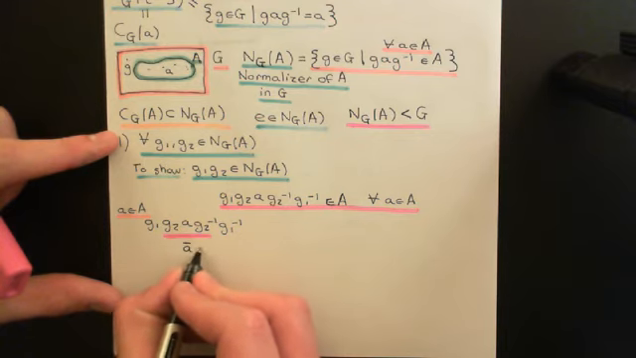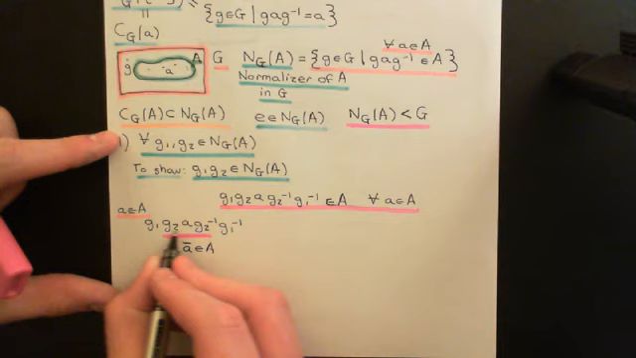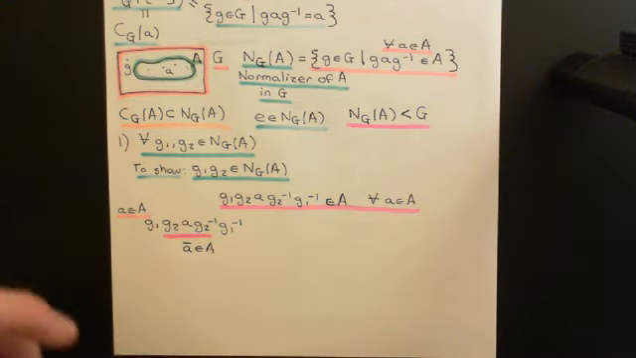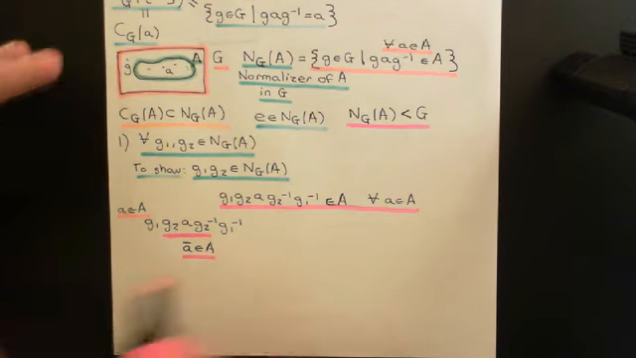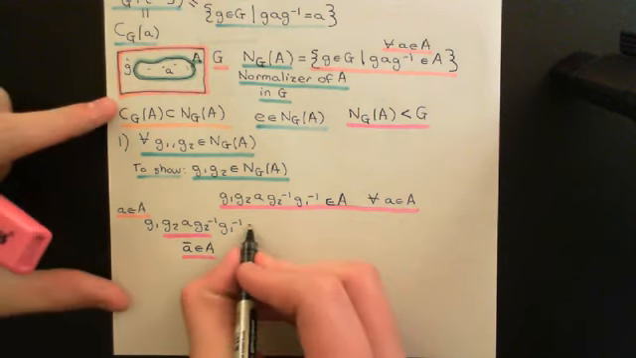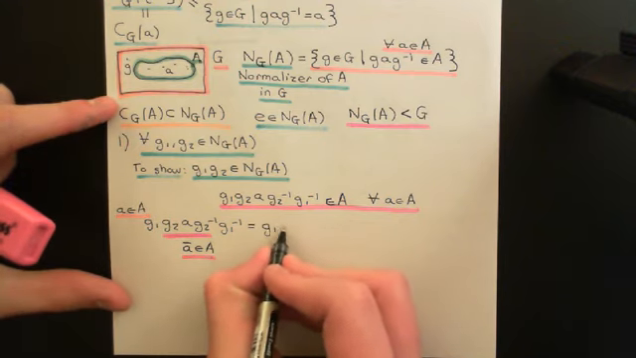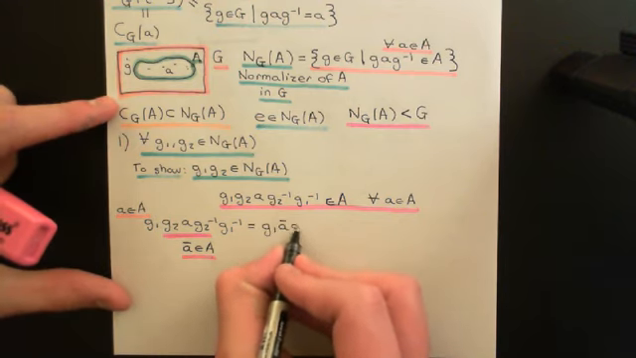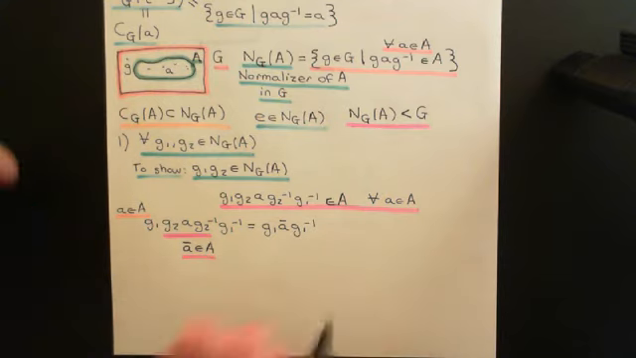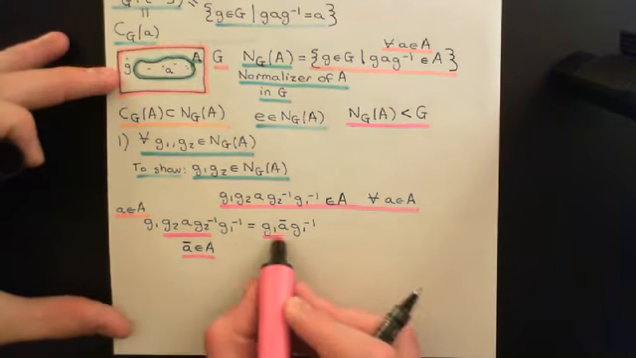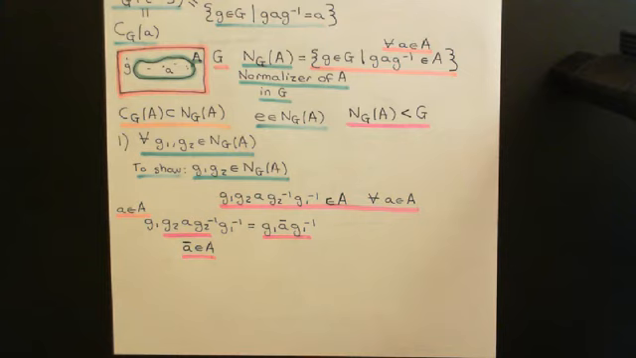So let's call it A bar. Whatever this is, it's some element of the set capital A. Let's call it A bar. Okay, so what we can now do is rewrite this as g1 A bar g1 inverse, where all we know about A bar is that it's some element of the set capital A.